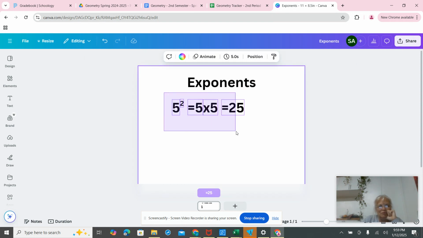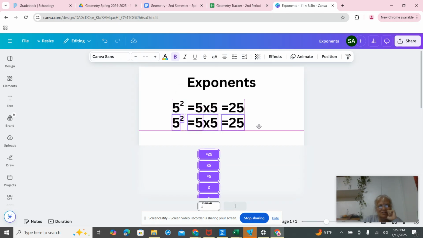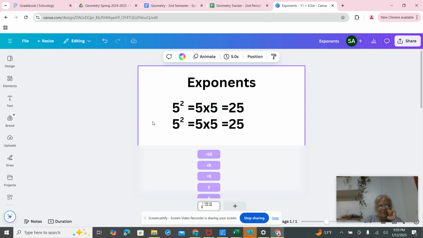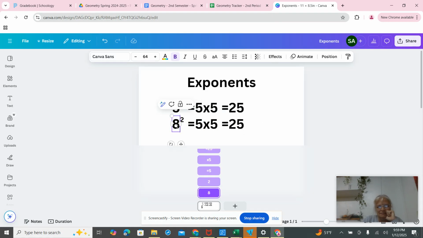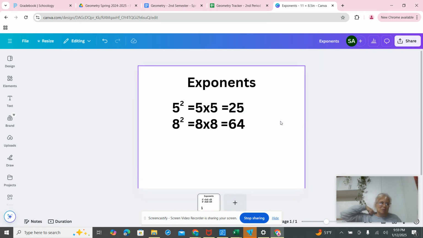Let's take a look at another example, because we could do this with any number. So let me just copy these and we'll look at it with a different number. What if this were an 8? So 8 squared actually means 8 times 8. It means you've got two 8s and they're multiplied together. So 8 times 8, if you put that in your calculator or if you know it in your brain, is 64. So that's how squaring a number works. When you square a number, it means that you multiply it by itself.